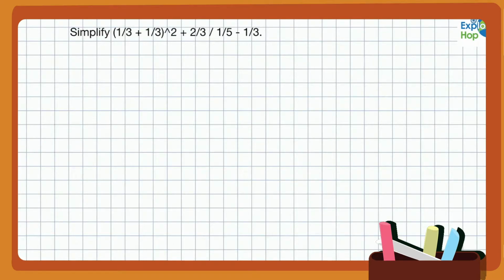Today we're being asked to simplify the expression (1/3 + 1/3)² + (2/3) ÷ (1/5 − 1/3). And we're going to simplify this using the order of operations.